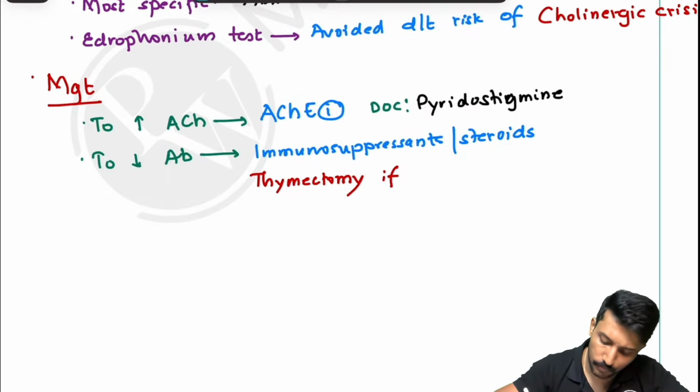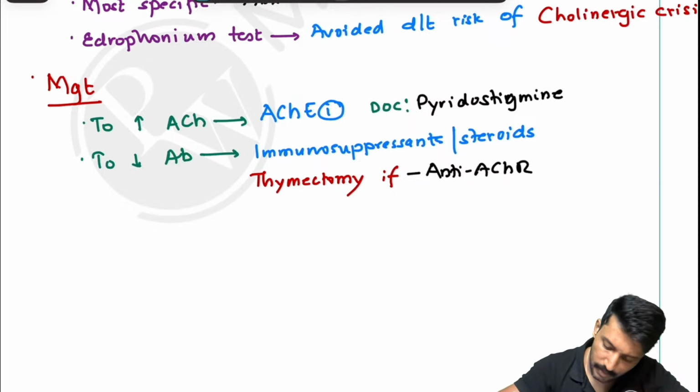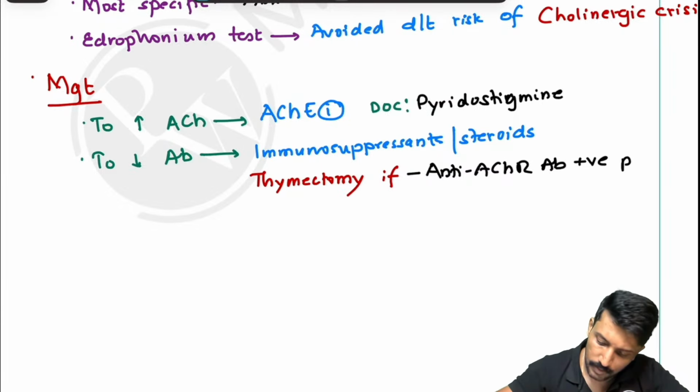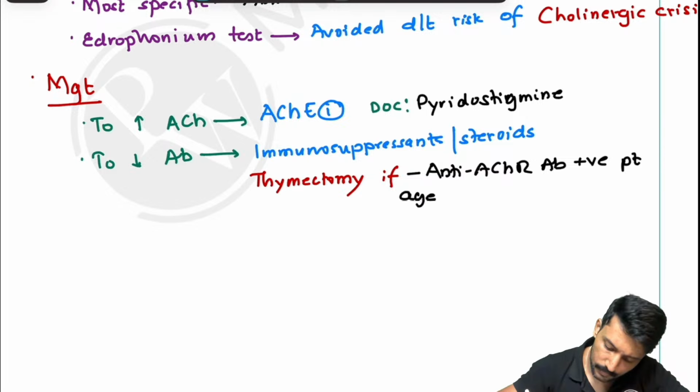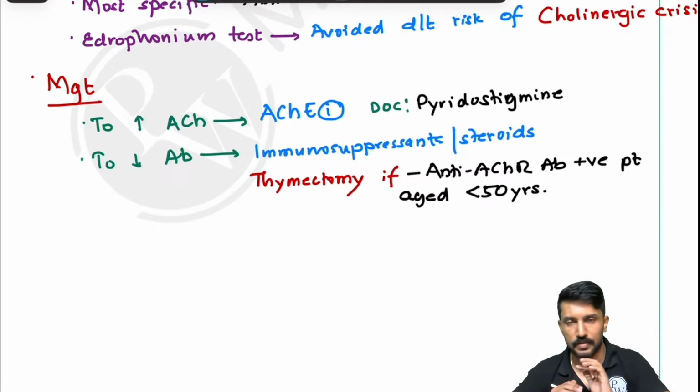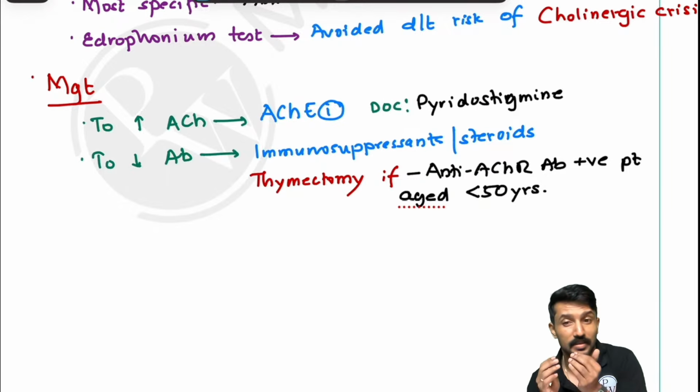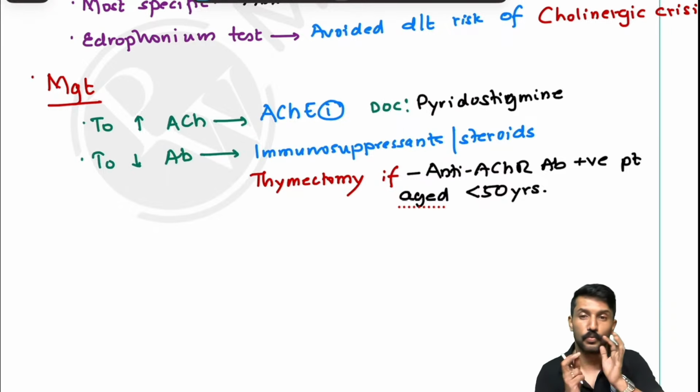If it is a case of anti-acetylcholine receptor antibody positive case, aged less than 50 years. Some books mention 55 years, because we want to also make sure that it is done in a safe individual, not in an elderly where the procedure is risky, right? Clear?